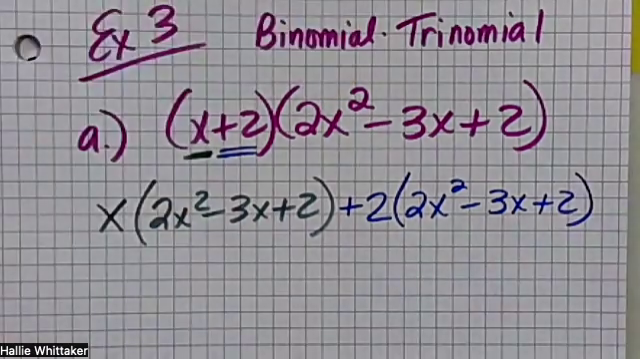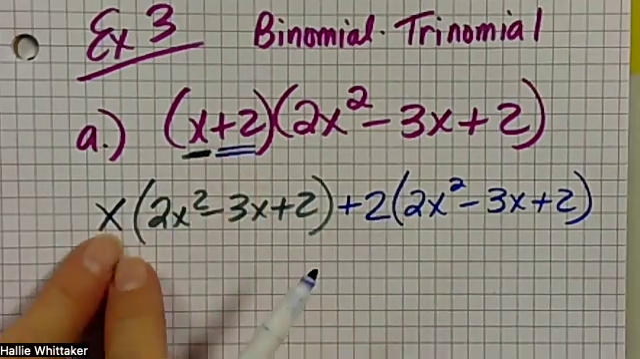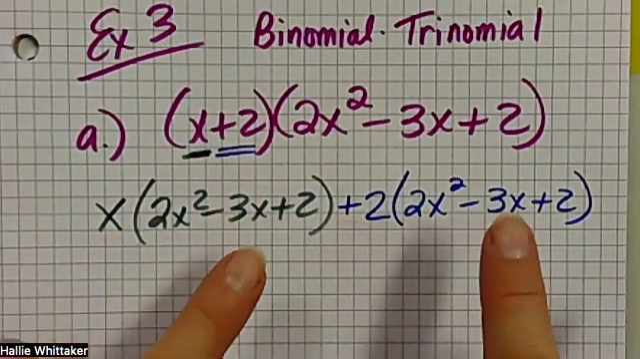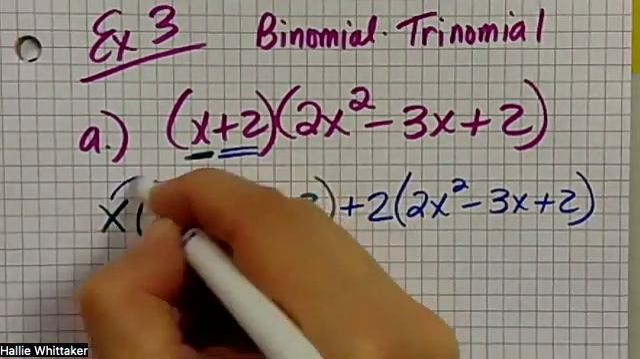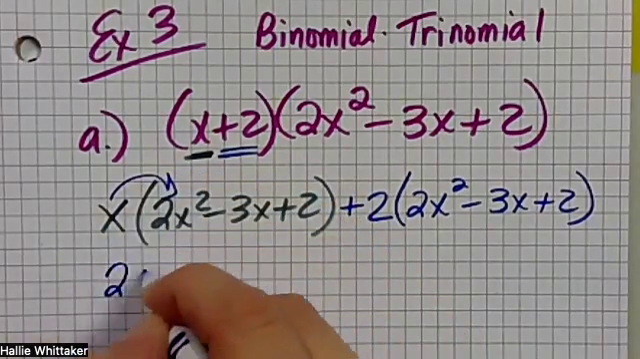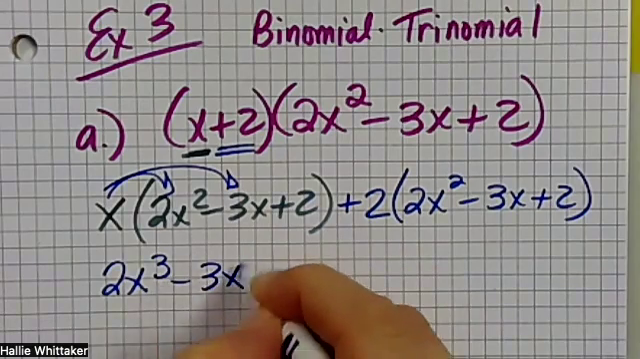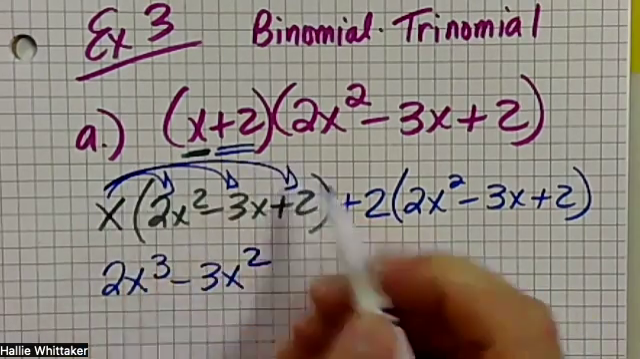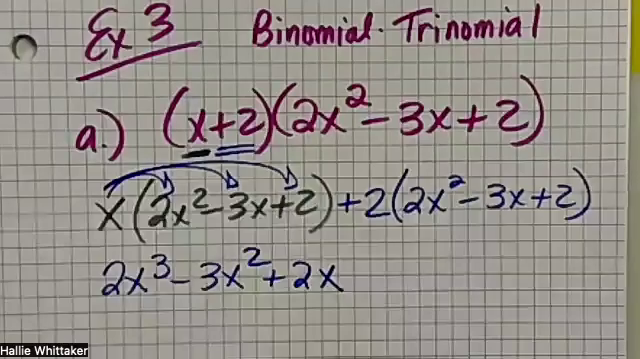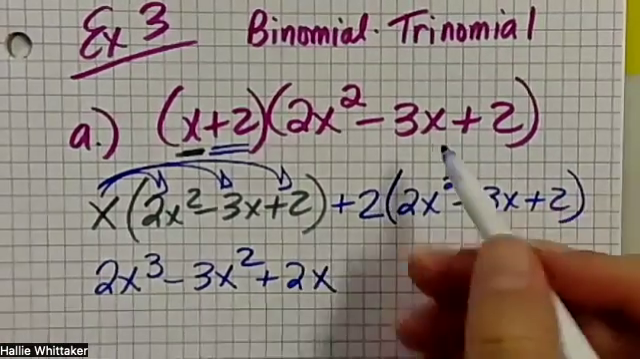Yeah, the only difference now is this is a trinomial instead of another binomial. So once you get that first one split up, start distributing. Here we go. X times 2x squared is 2x cubed. X times minus 3x is minus 3x squared. X times 2 is 2x. And then you keep going with the next one.